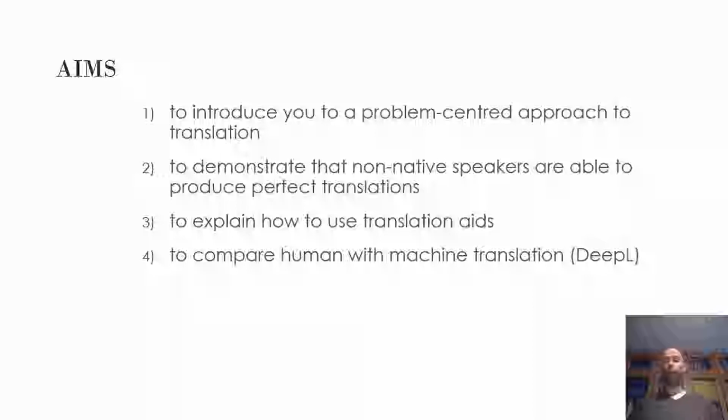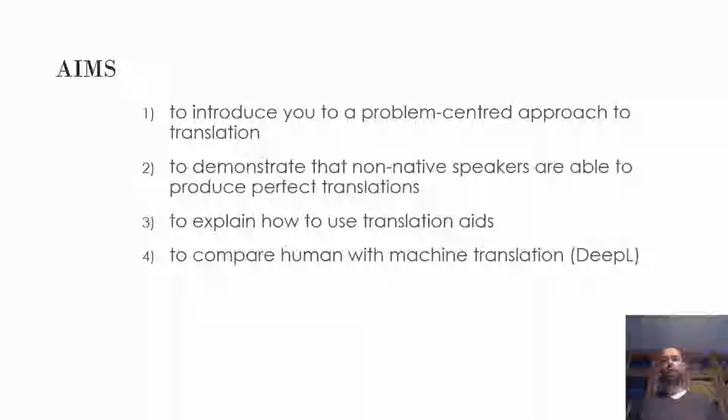So this is going to be the first in a series of videos on translation. And the aims are basically four in number. First of all, I'd like to introduce you to what I call a problem-centered approach to translation. So I'll try to highlight the general problems that occur in specific texts and that can then be transposed to producing translation solutions for other perhaps slightly more difficult texts than the one we're going to tackle today.